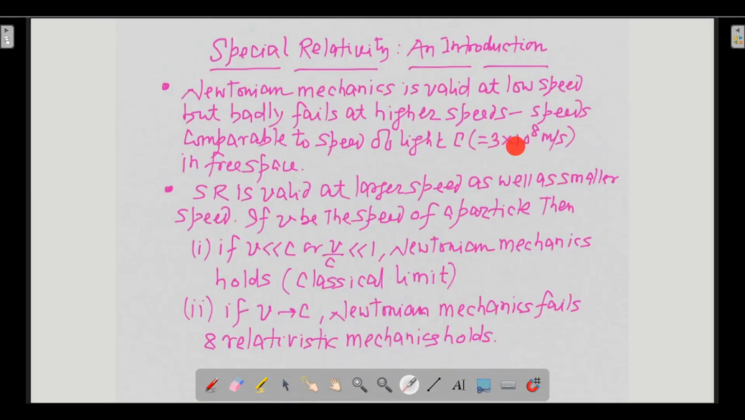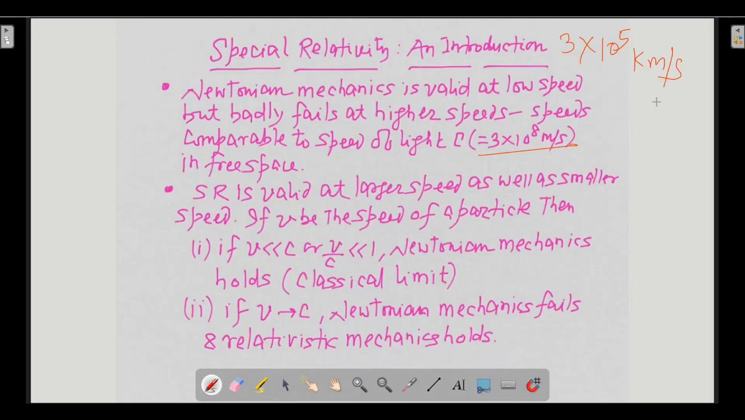What is the speed of light? 3 into 10 to the power 8 meter per second is the speed of light in vacuum, and it is the highest attainable speed. We can also call it 3 into 10 to the power 5 kilometer per second. How did I convert 3 into 10 to the power 8 meter per second into kilometer per second? I used the relation 1 kilometer is equal to 1000 meter. So 3 into 10 to the power 8 meter per second equals 3 into 10 to the power 5 kilometer per second.